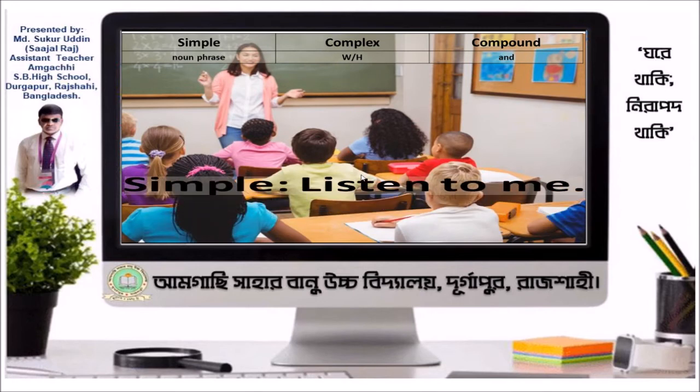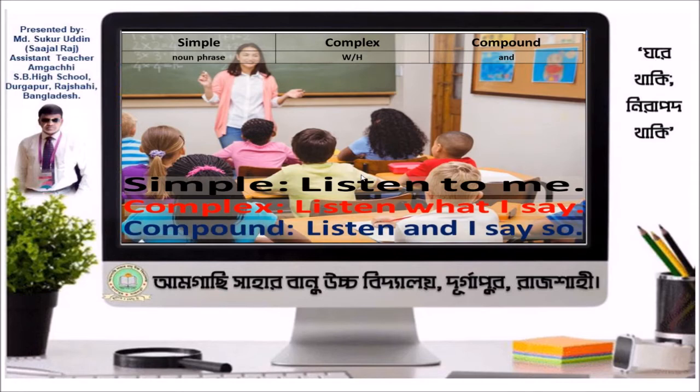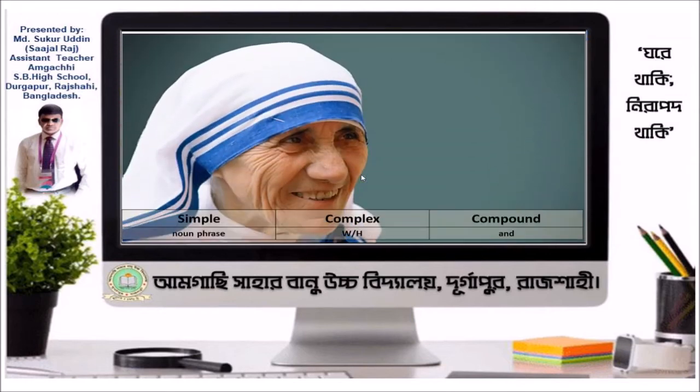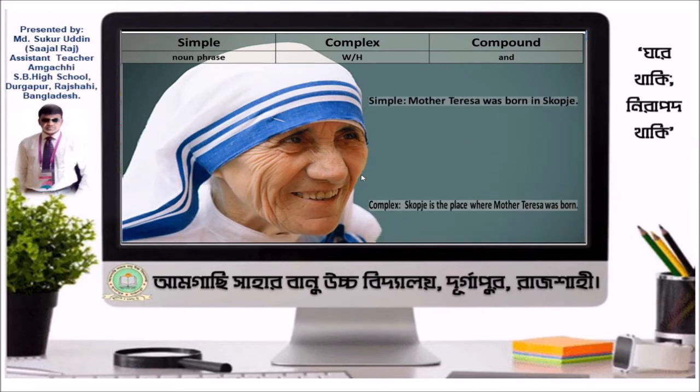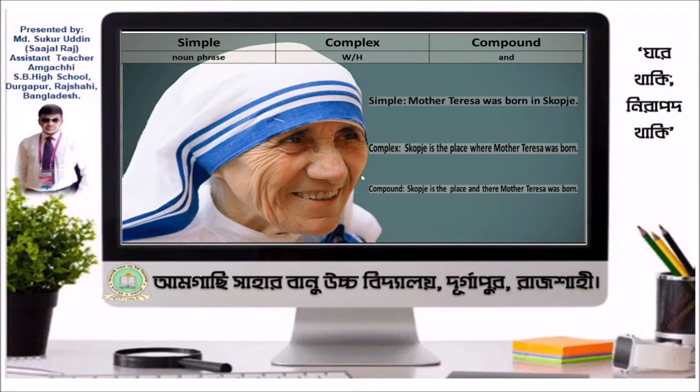Also noun phrase. Simple: Listen to me. Complex will be: listen what I say. And compound is: listen and I say so. Simple sentence: Mother Teresa was born in Skopje. And complex is: Skopje is the place where Mother Teresa was born. And compound will be: Skopje is the place and there Mother Teresa was born.